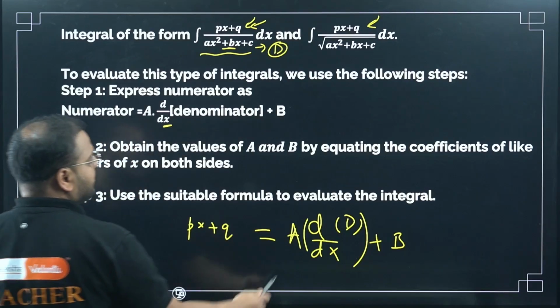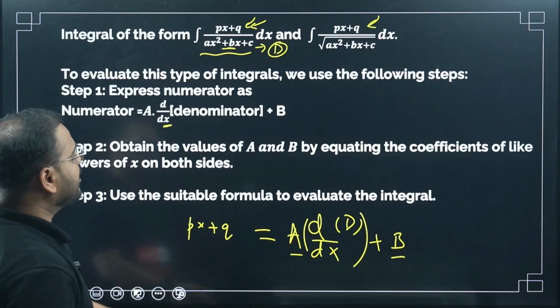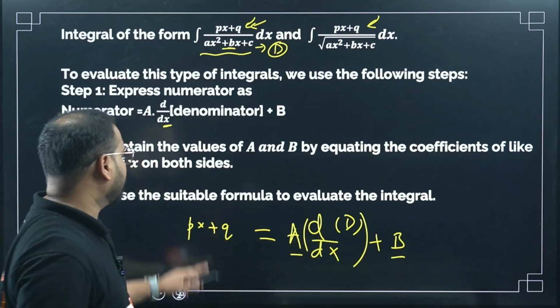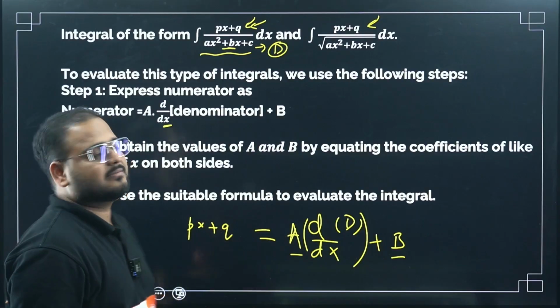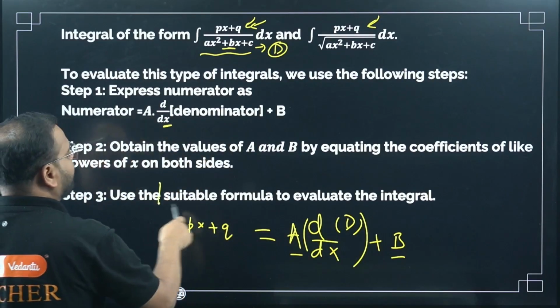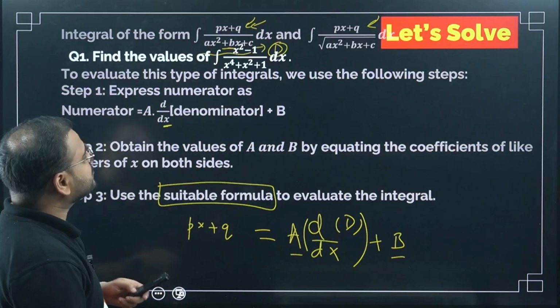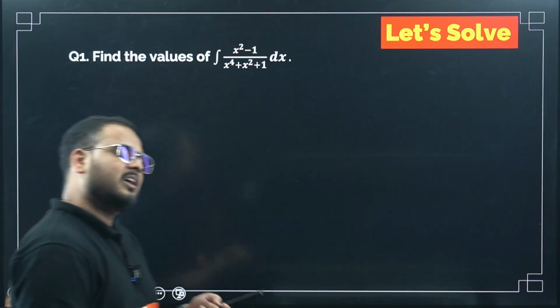If you compare, you're going to get the values of a and b. Now use this a and b to write the numerator in this form and then integrate it using the suitable formula of the particular functions. Right now it doesn't make sense to you, it's okay. When we solve the questions, it certainly will.